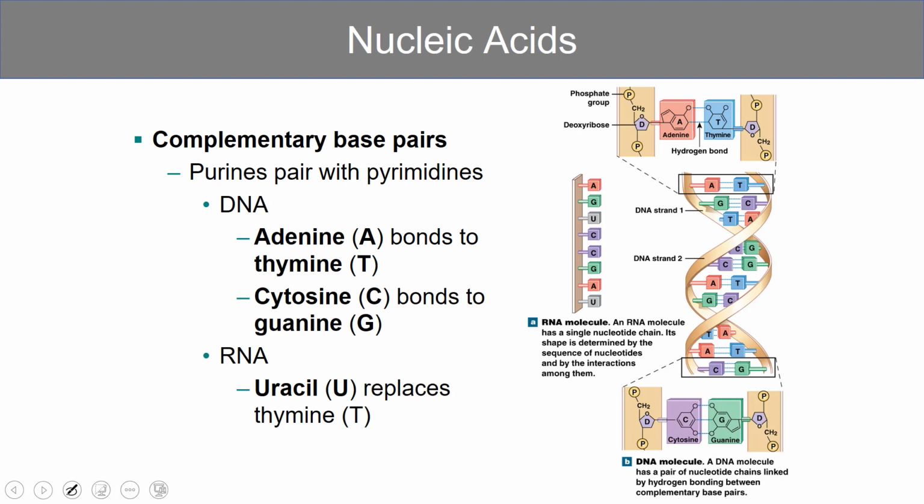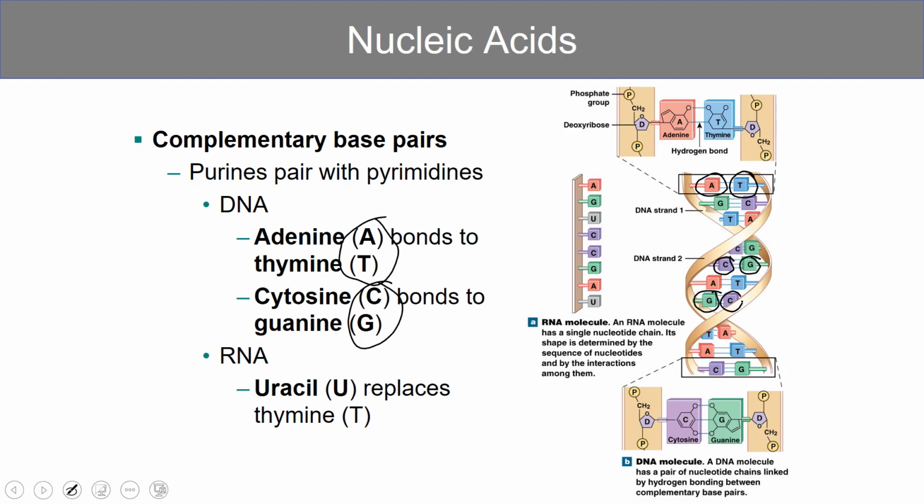Complementary base pairs. We find in DNA that purines always pair with pyrimidines. In fact, anytime you have an adenine, and here we have one right here, it's always found paired to thymine. So A and T go together, and C and G also go together. They're also complementary base pairs. So anytime you have a C, you're going to find a G. Here you have a G, and it's going to be paired with a C.